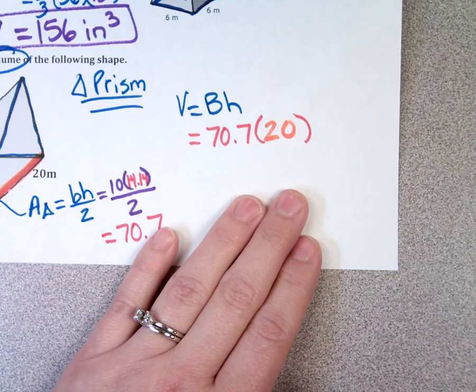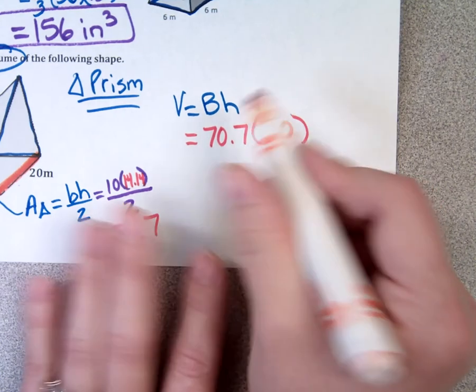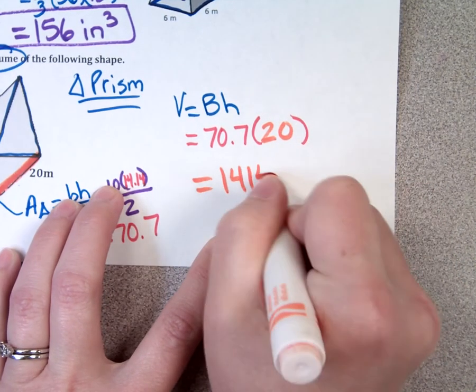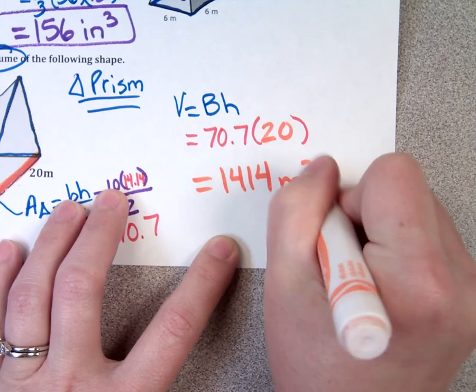So all I have to do is take 70.7 times 20, and if I do that, I'm not going to show you, you get 1414 meters cubed.